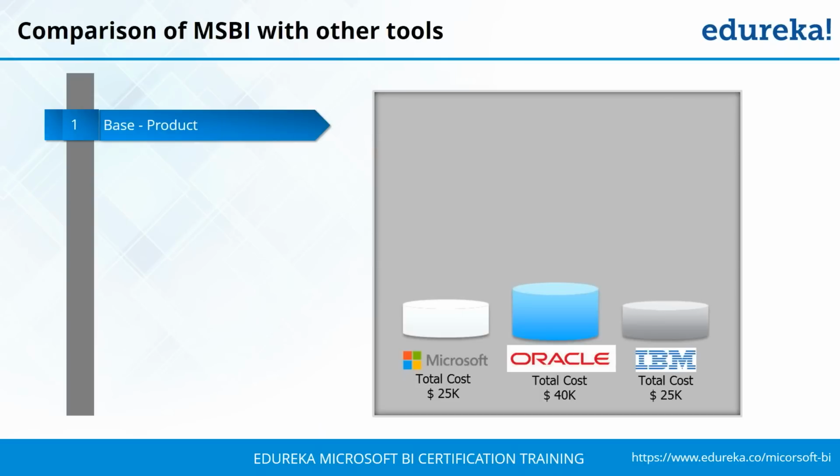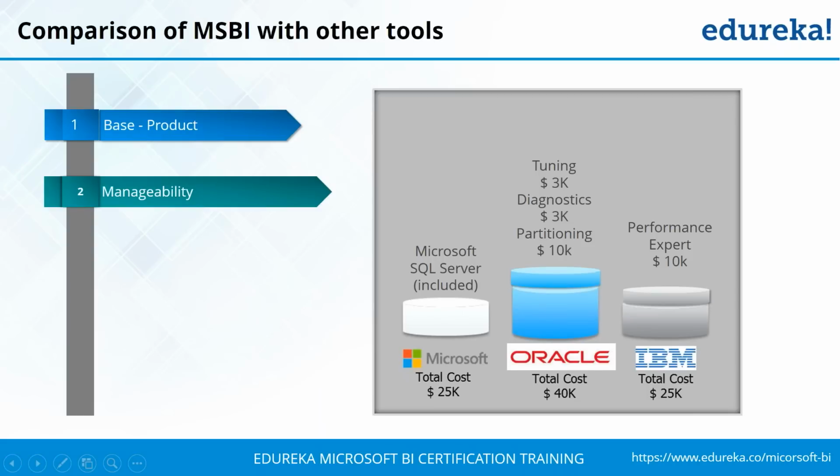Let's take a look at this example. We have three different systems. We have a Microsoft system which consists of SQL Server, we have the Oracle system, PL/SQL, and IBM's DB2. The total cost of just the server is $25,000 for the IBM and Microsoft products. For Oracle, it's $40,000. Let's see what on top of that we require for our BI analysis.